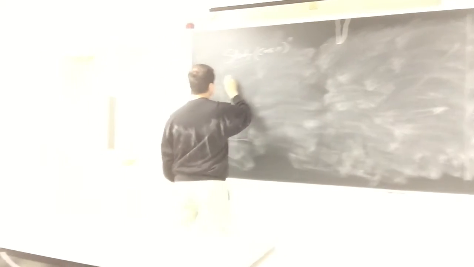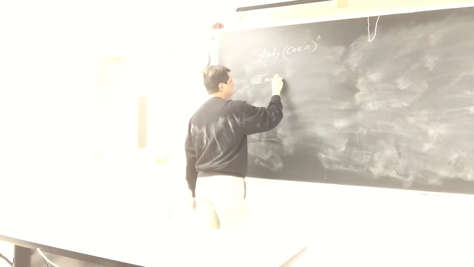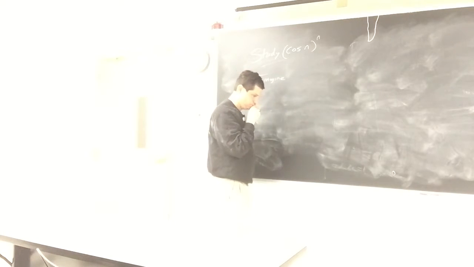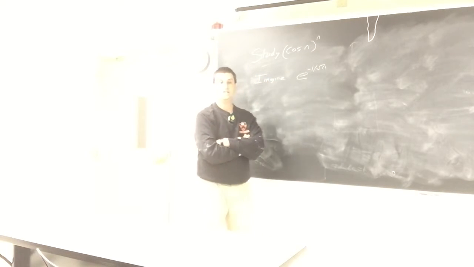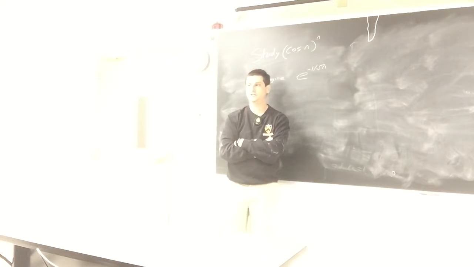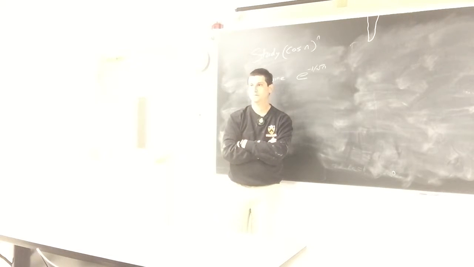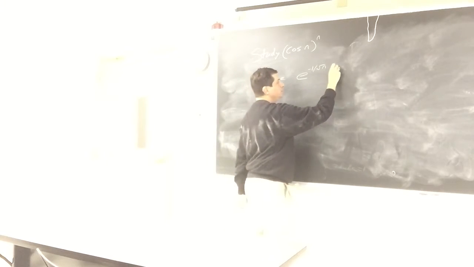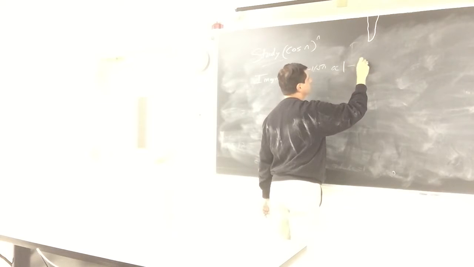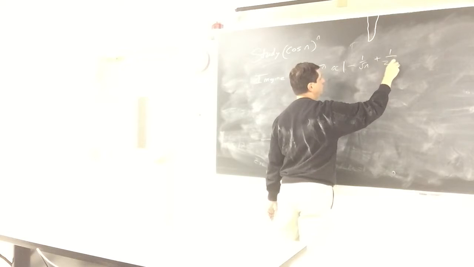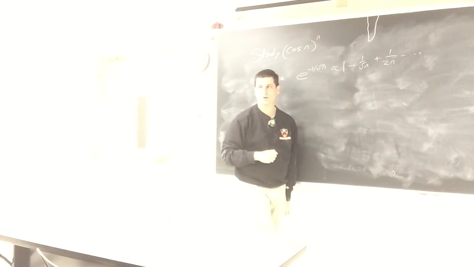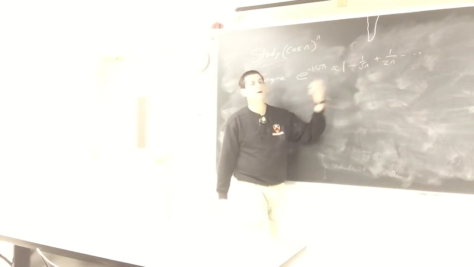So imagine I have the number e to the negative 1 over square root of n. What is this number close to when n is large? 1. It's close to 1. By Taylor, this is approximately 1 minus 1 over square root of n. The next term would be 1 over 2n, and so on. So when n is very large, it's about 1 minus 1 over root n.